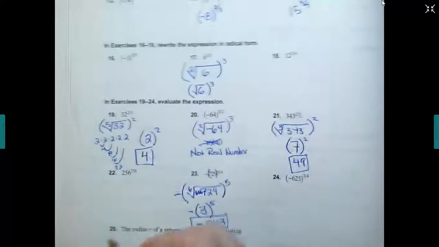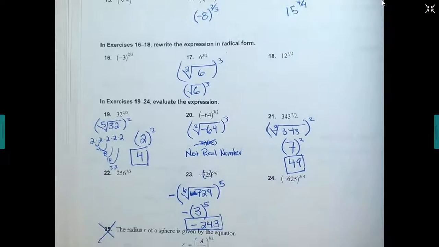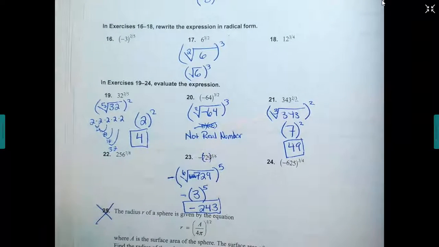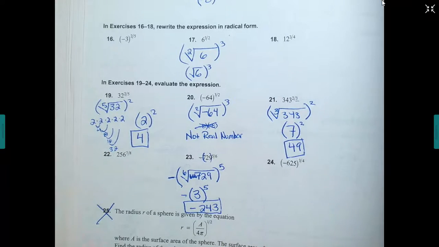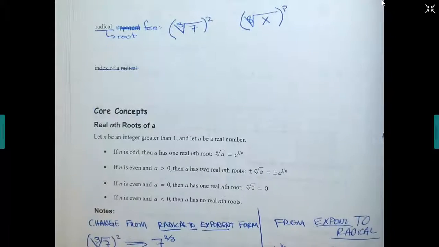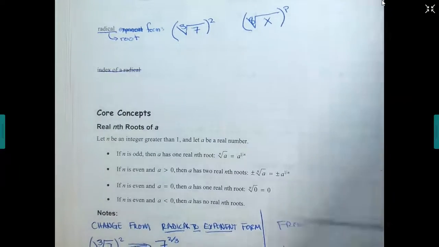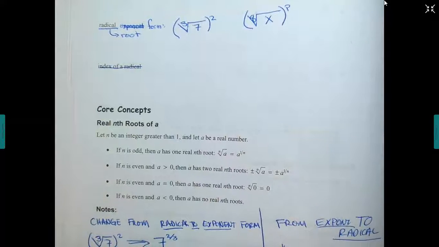All right. You don't have to do number 25. There you go. So your homework is to finish 1 through 24 and to have your notes on page 24.